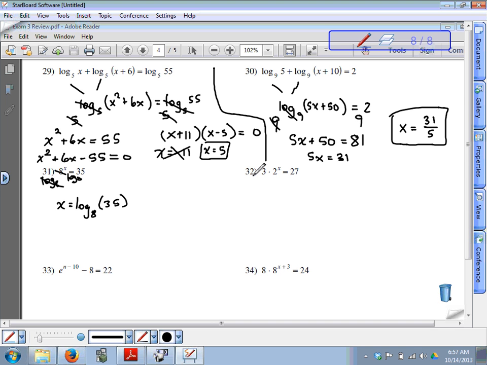Now in 32, we have to isolate the exponential term, which is the base and the exponent, so we need to get that by itself. 3 does not multiply the 2 and to become 6. 3 is multiplying the expression 2 to the x. So to get rid of the 3, we divide by 3. We have 2 to the x. 27 divided by 3 is 9. Now we use a log base 2 on both sides. We have x is equal to the log base 2 of 9.